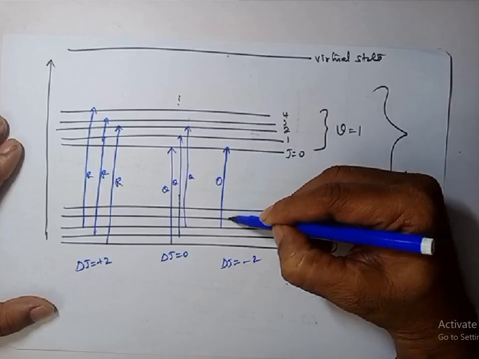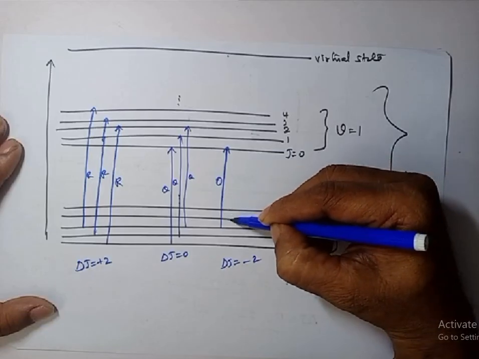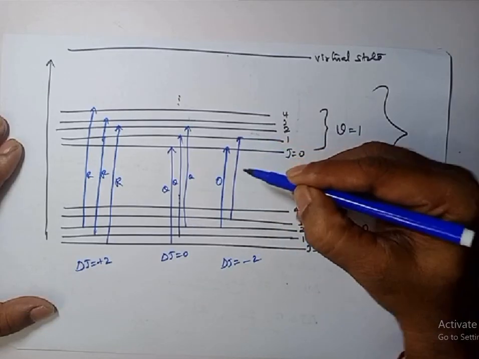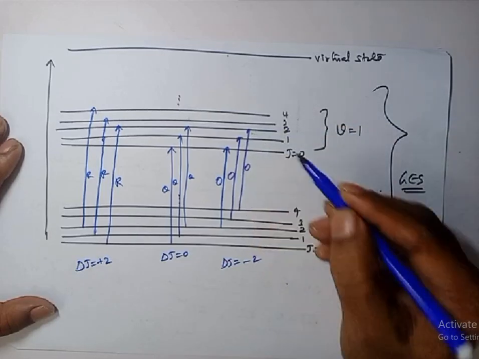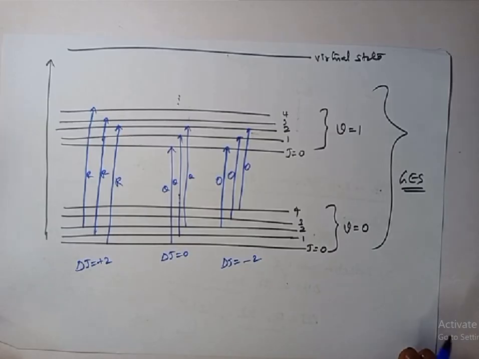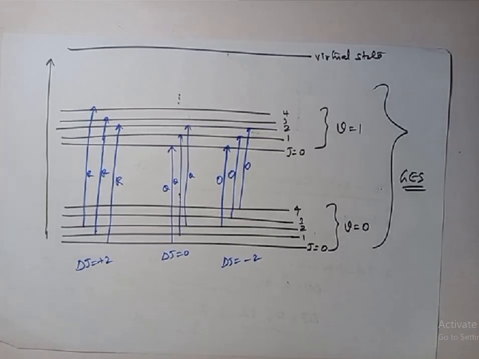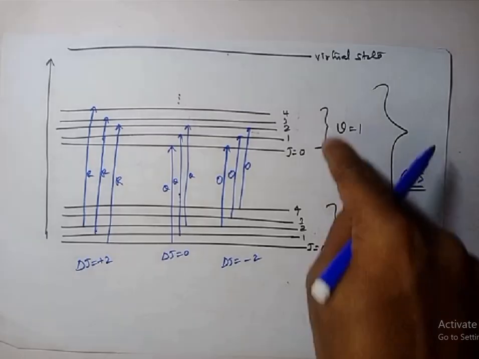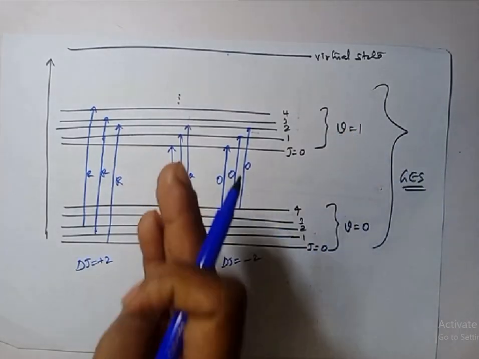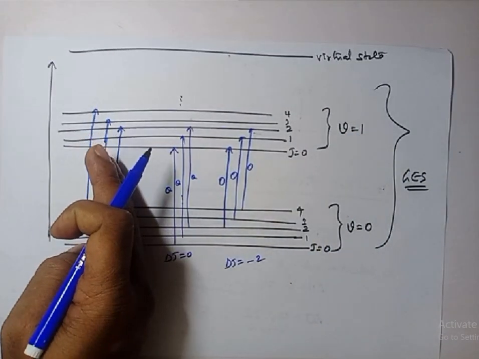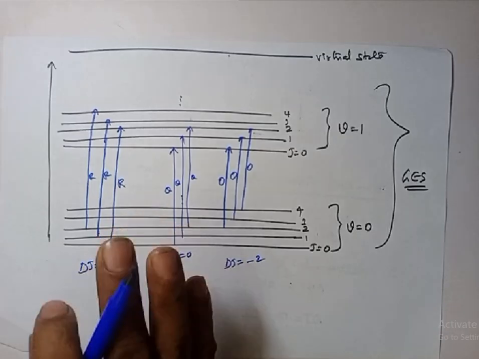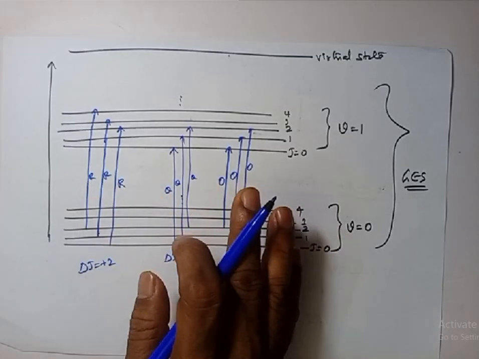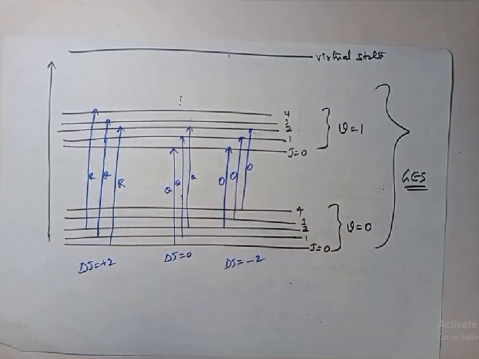Then 3 to 1, then 4 to 2. These are all lines corresponding to O branch. So during the fundamental transition, we get Q branch, R branch, and O branch. Now I'll show you what is the energy required for these transitions and how the transitions will appear in the spectrum.